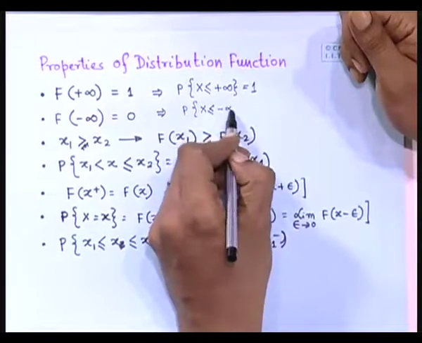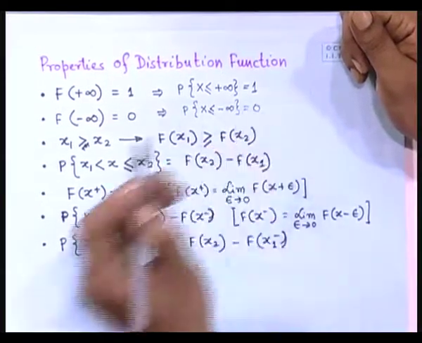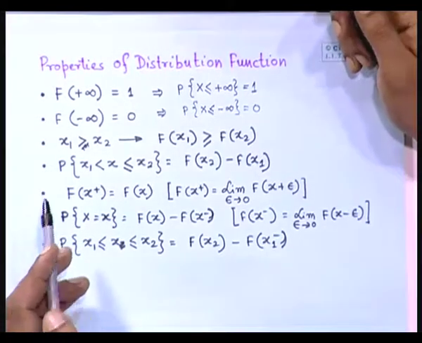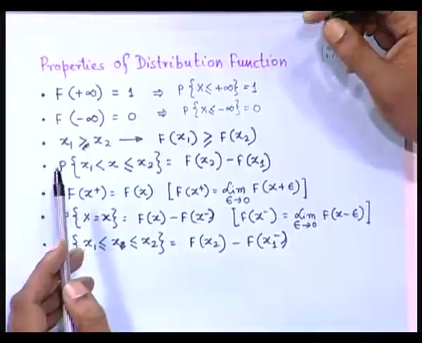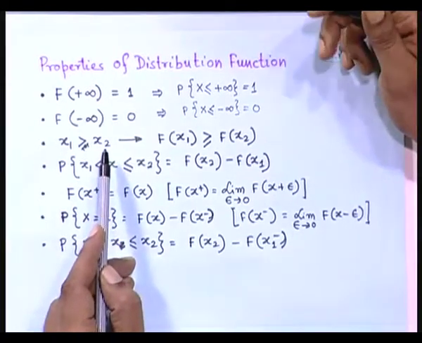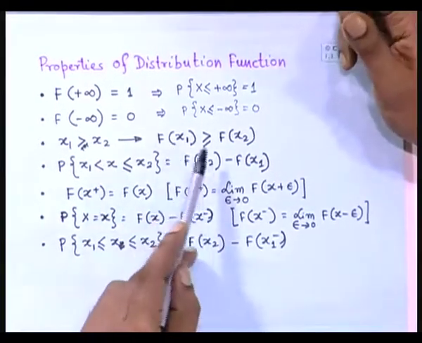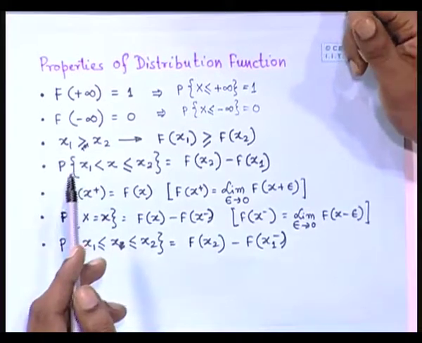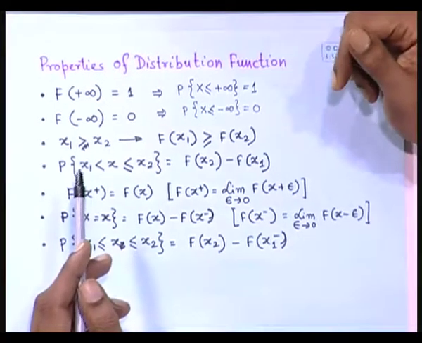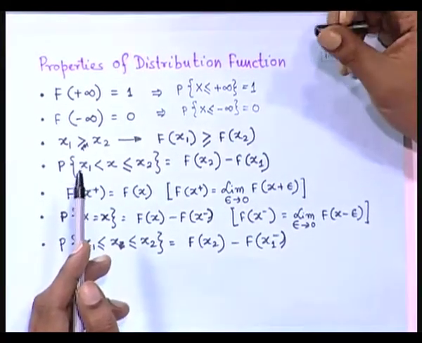And f should be a non-decreasing monotone, not non-increasing, non-decreasing monotone. Which means that if x1 is greater than x2, then f of x1 will be greater than or equal to f of x2, right? Why greater than or equal to?